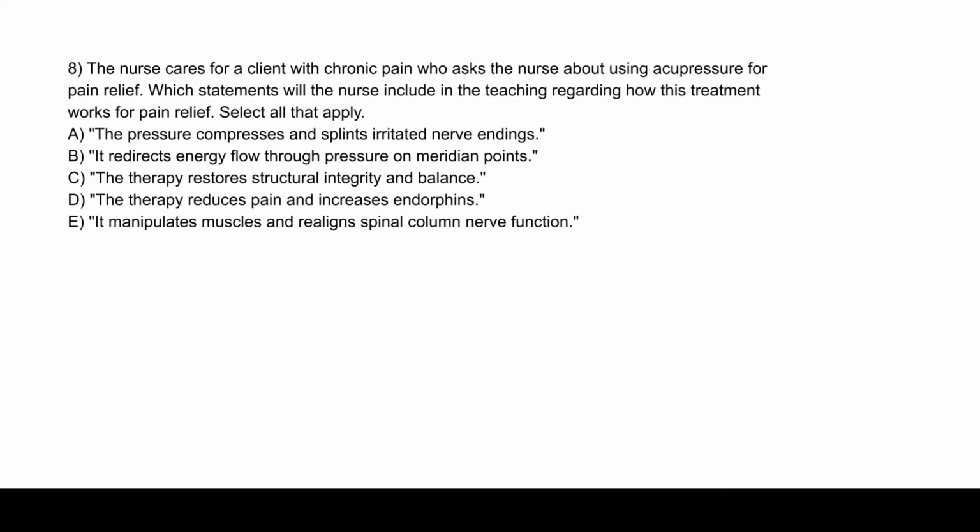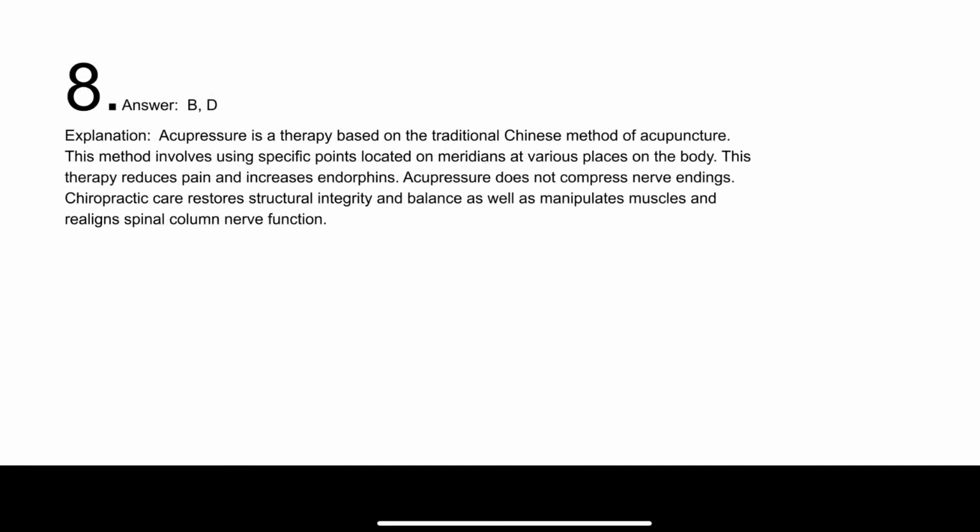Option B. It redirects energy flow through pressure on meridian points. Option C. The therapy restores structural integrity and balance. Option D. The therapy reduces pain and increases endorphins. And option E. It manipulates muscles and realigns spinal column nerve function. The correct answer is B and D.